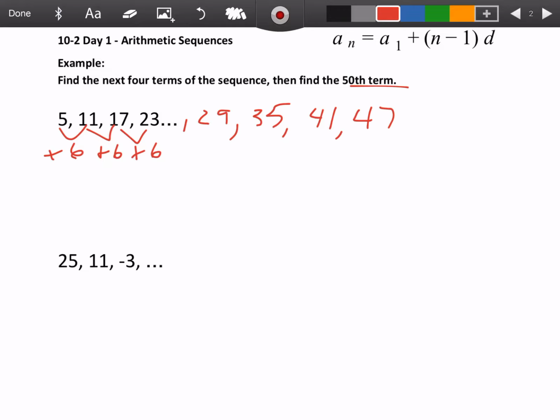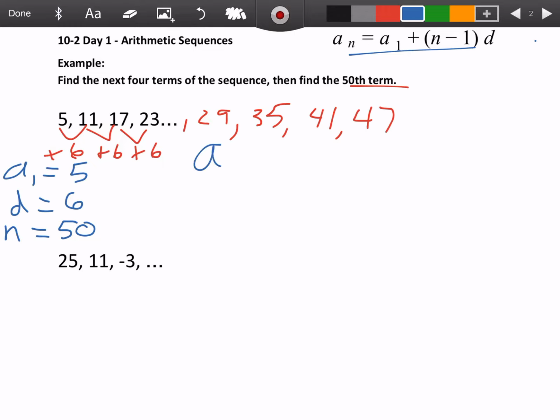But now we have to find the 50th term. To find the 50th term, we have to use this formula in the upper right hand corner, and we have to plug in some things that the formula needs. What I like to do is stay organized. We've done this a couple of different ways for different formulas that we've used in this class in the past. So A1 would be 5. Our common difference would be 6, and the term number that we're trying to find would be 50. So we have to plug all those into the equation.